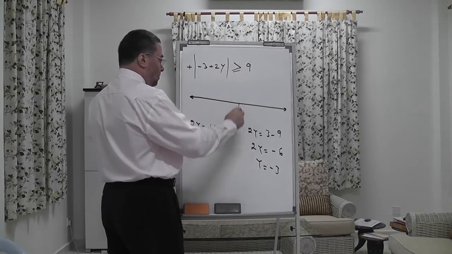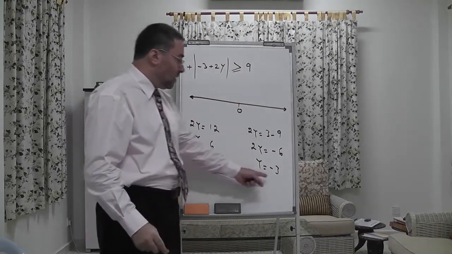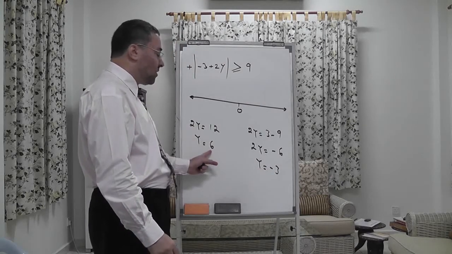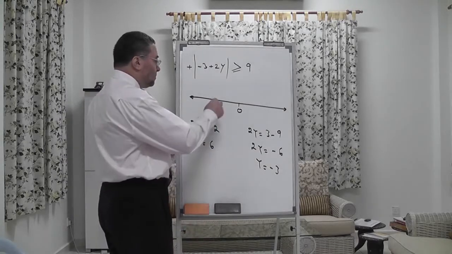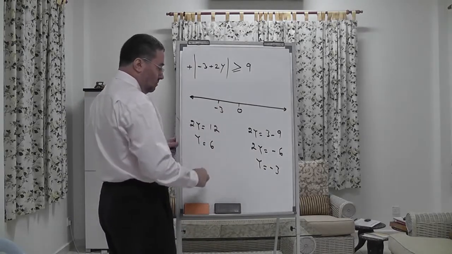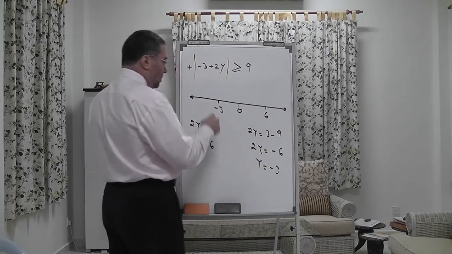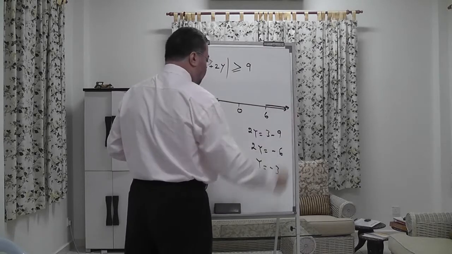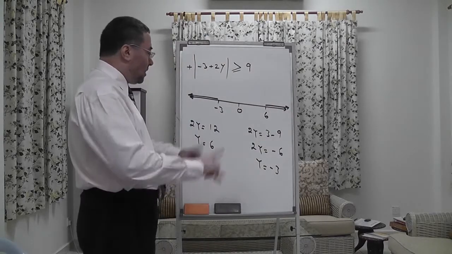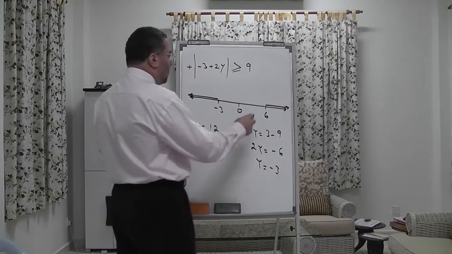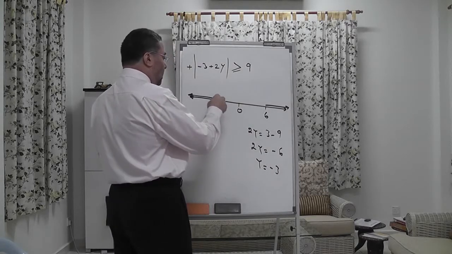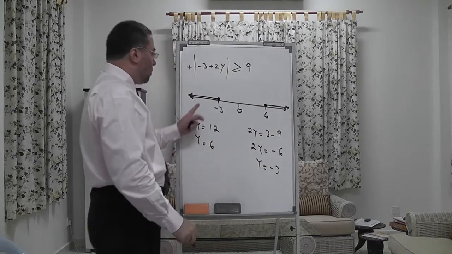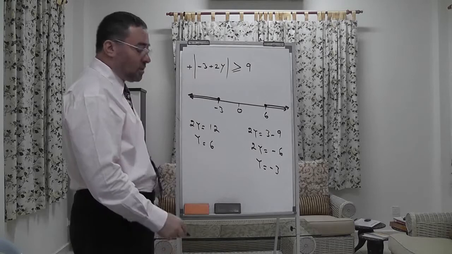And some people memorize this as lower than the lower, greater than the greater. Minus 3 and 6. So it is lower than the lower, greater than the greater, or outside the roots. And here, 6 and minus 3 are included because we have the equal sign here. And so this will be the answer to this inequality.